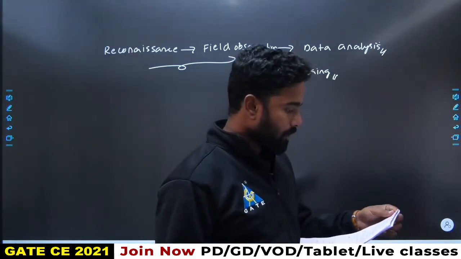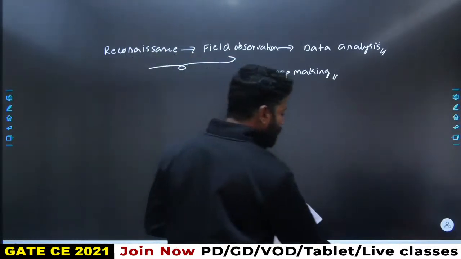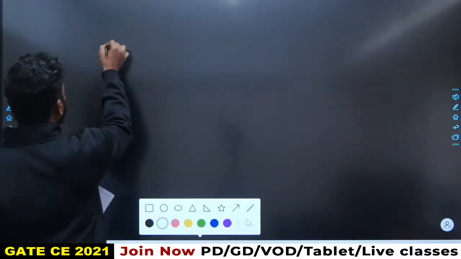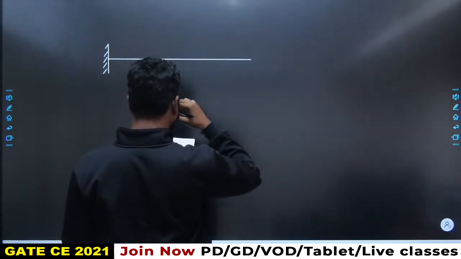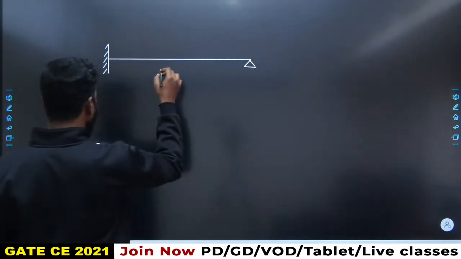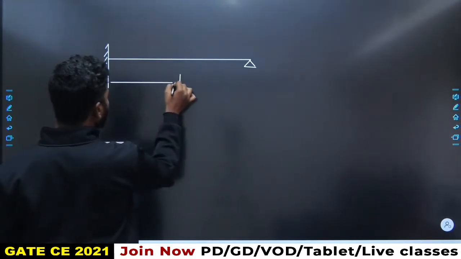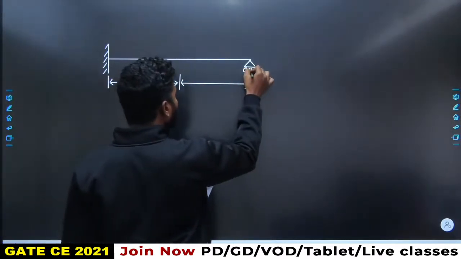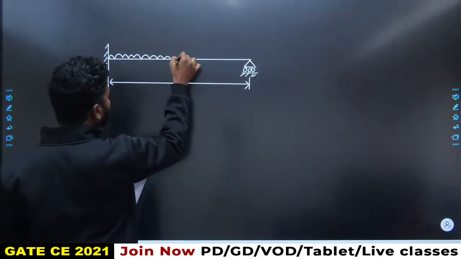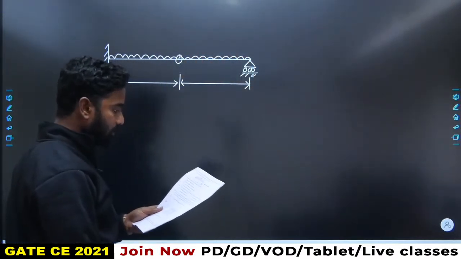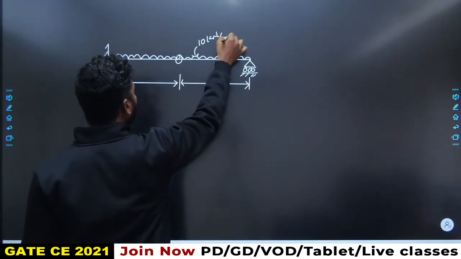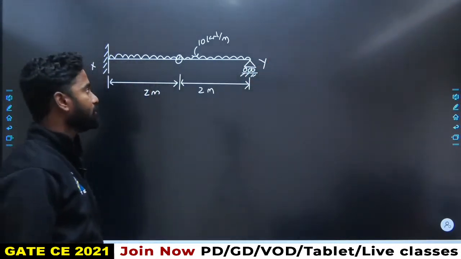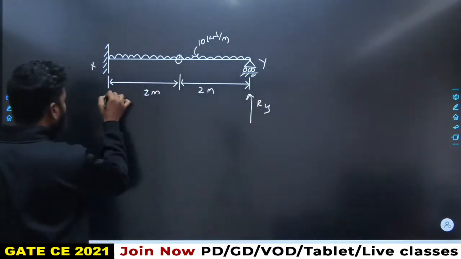Fine. The next one is a propped cantilever beam XY with an internal hinge at the middle carrying a uniformly distributed load of 10 kilonewton per meter. The vertical reaction at support X. So, there is an internal hinge over here, and the loading is 10 kilonewton per meter, this is 2 meters, this one is also 2 meters. He is asking what is the reaction at X. First reaction at Y, and this one is reaction at X.